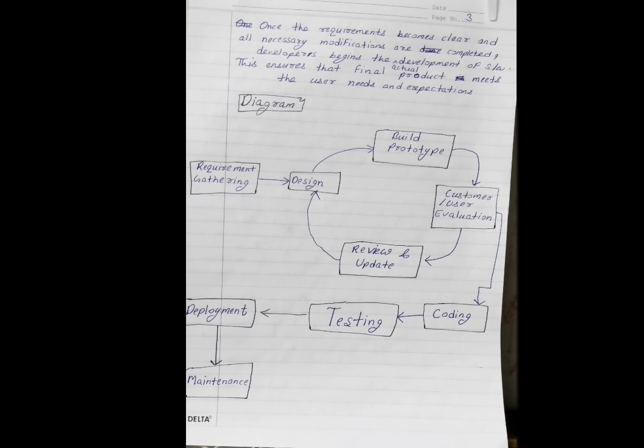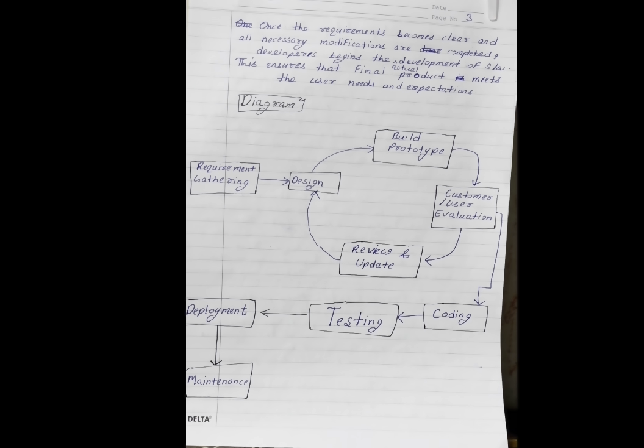So next is the coding phase. After the prototype is approved and the requirements are finalized, the actual development of the software begins, and developers write the complete source code of the system using an appropriate programming language and development tools. This coding phase converts the approved design and requirements into a fully functional software system.